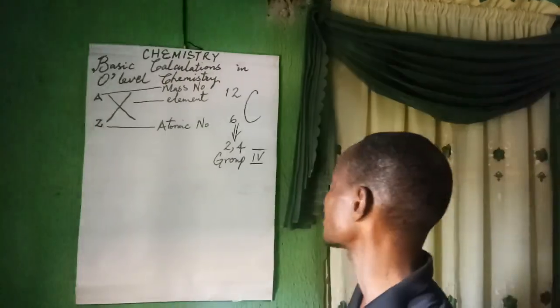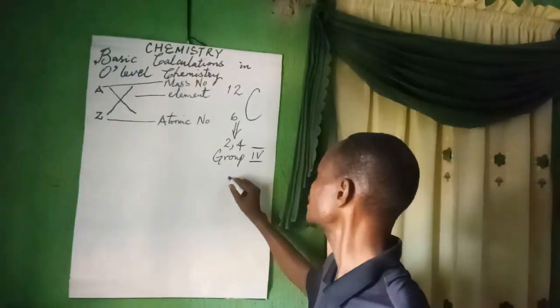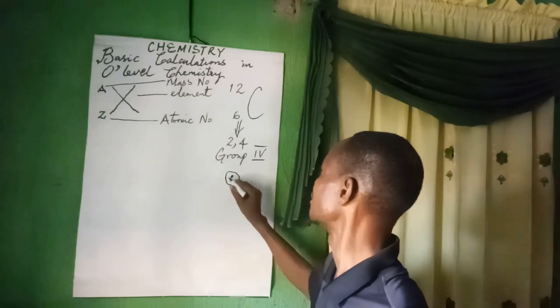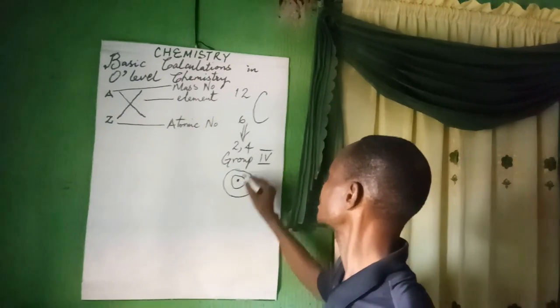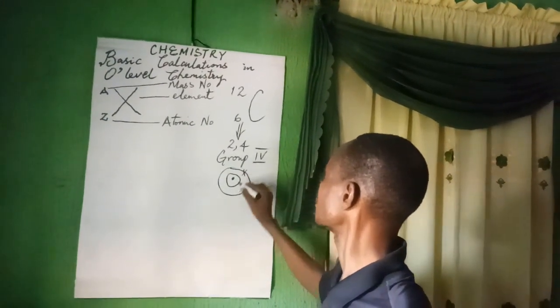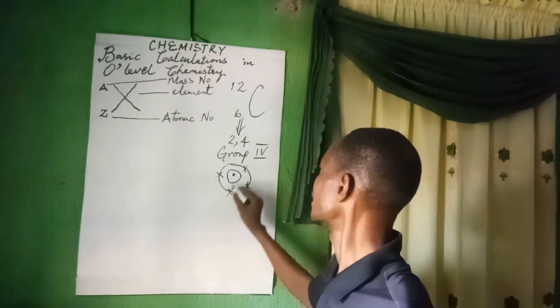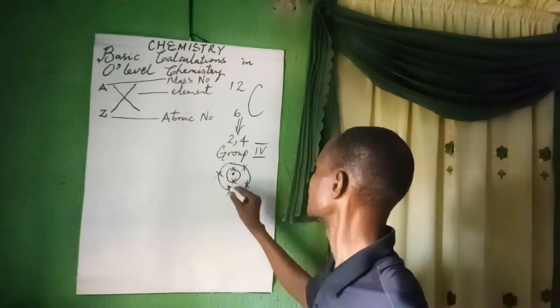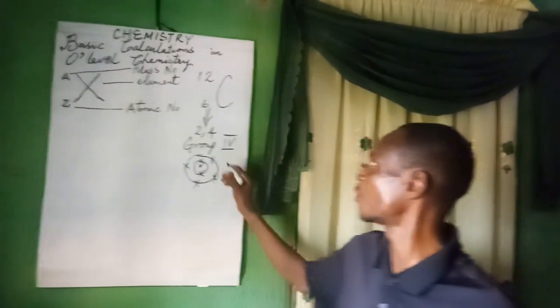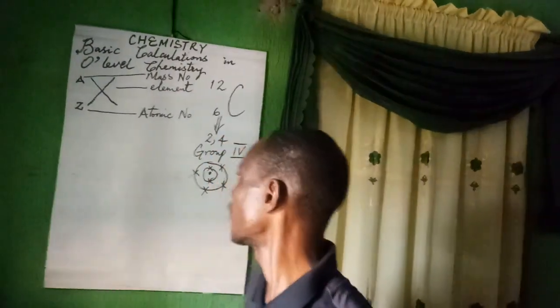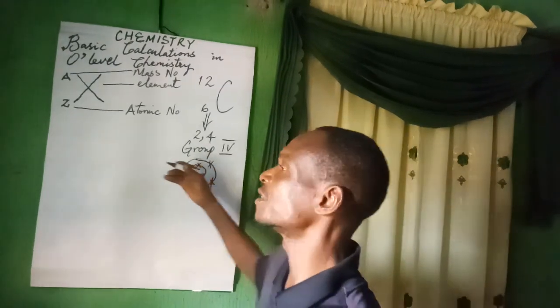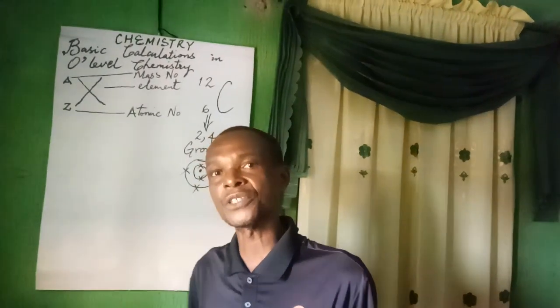For example, we have carbon here, 2,4. It means that if this is a carbon atom, this is the first shell, and the second shell is the one on top, having 4 electrons outside and 2 electrons in the inner shell. That is the reason carbon is in group 4. This has to do with configuration.